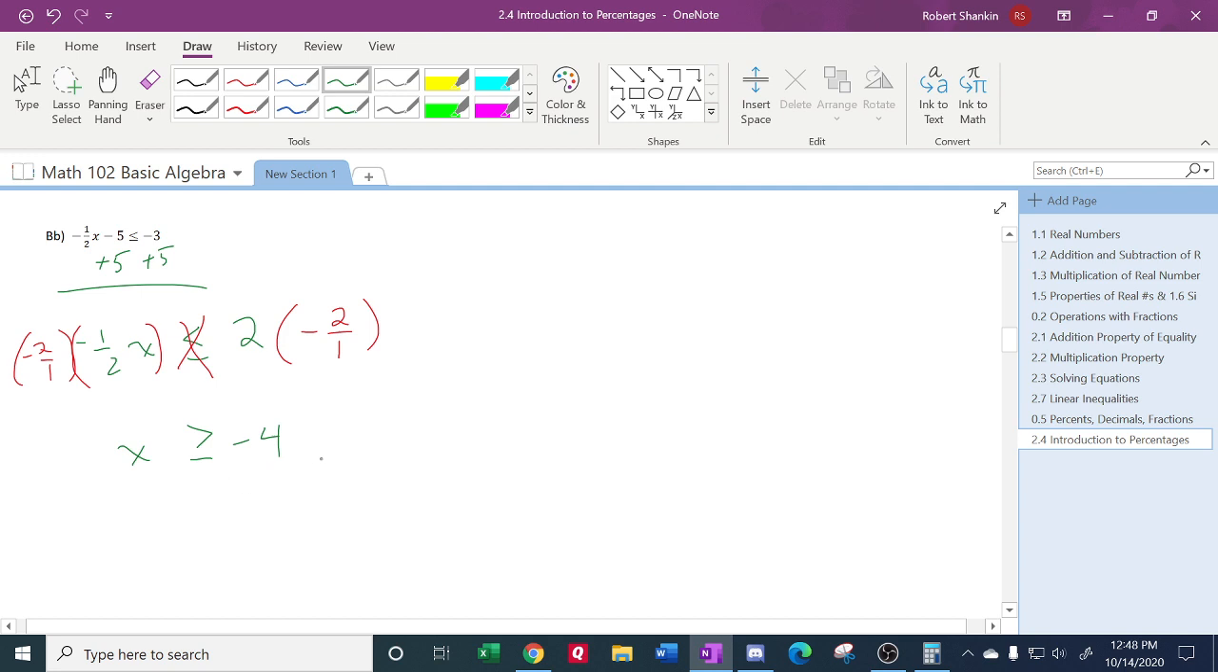and we're often asked to graph it, but I didn't ask you to graph it this time. So this would be it. X is greater than or equal to -4. Give me feedback on that one.